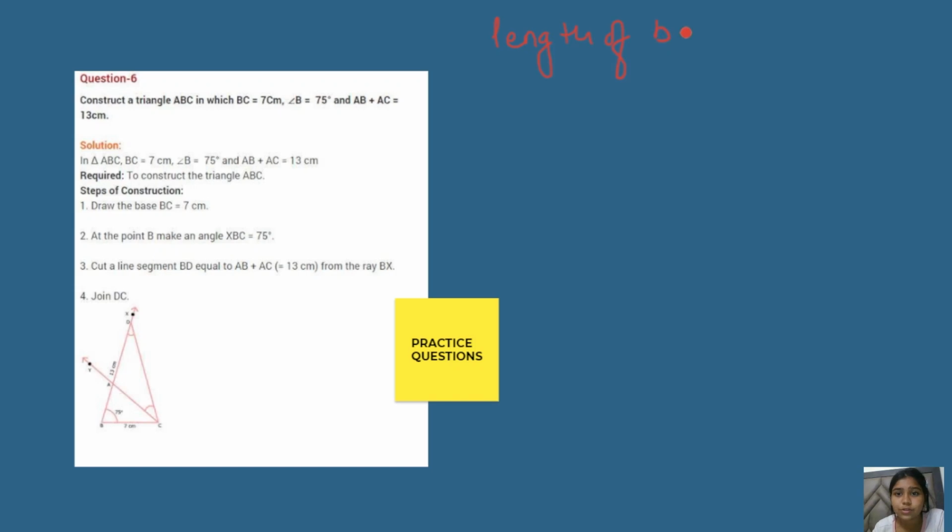You have to just write them out so that you know what is given and what type of construction you have to do. The base angle is 75 degrees and the sum of the sides is given as 13 centimeters, right? Now what we have to construct is a triangle. So first we will draw the base. This is the base BC, which is 7 centimeters.